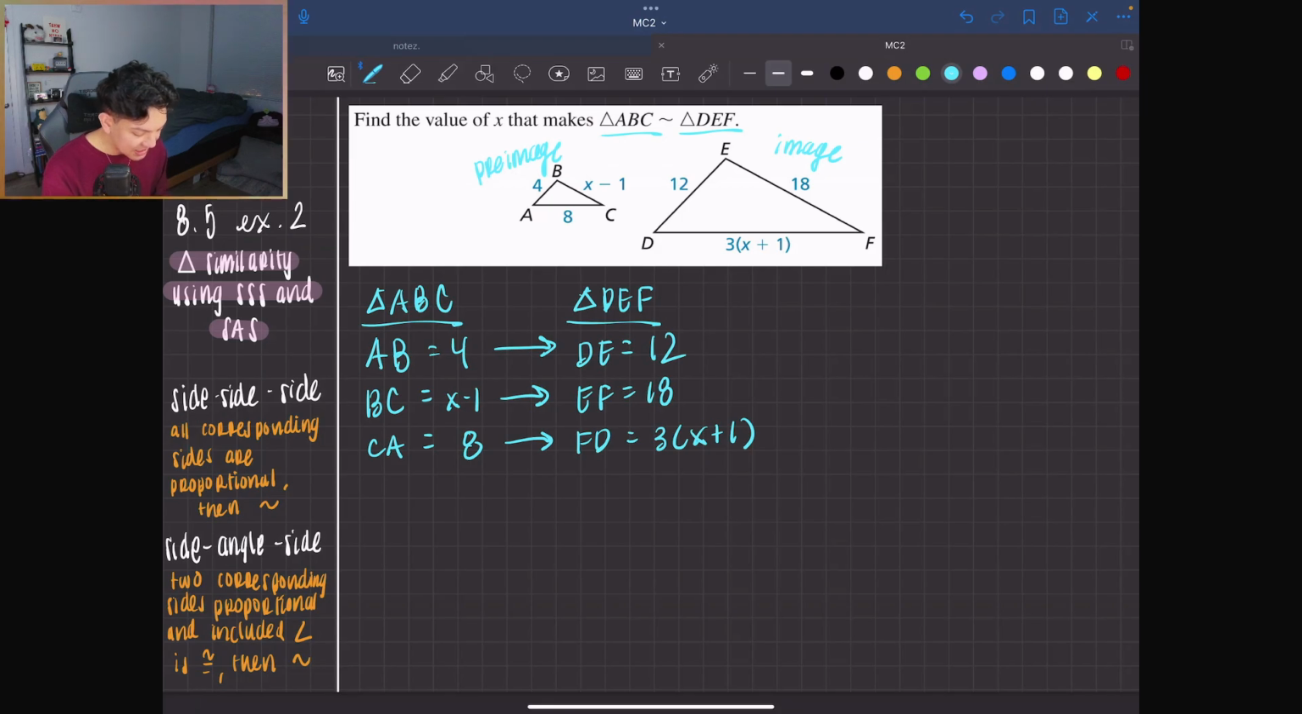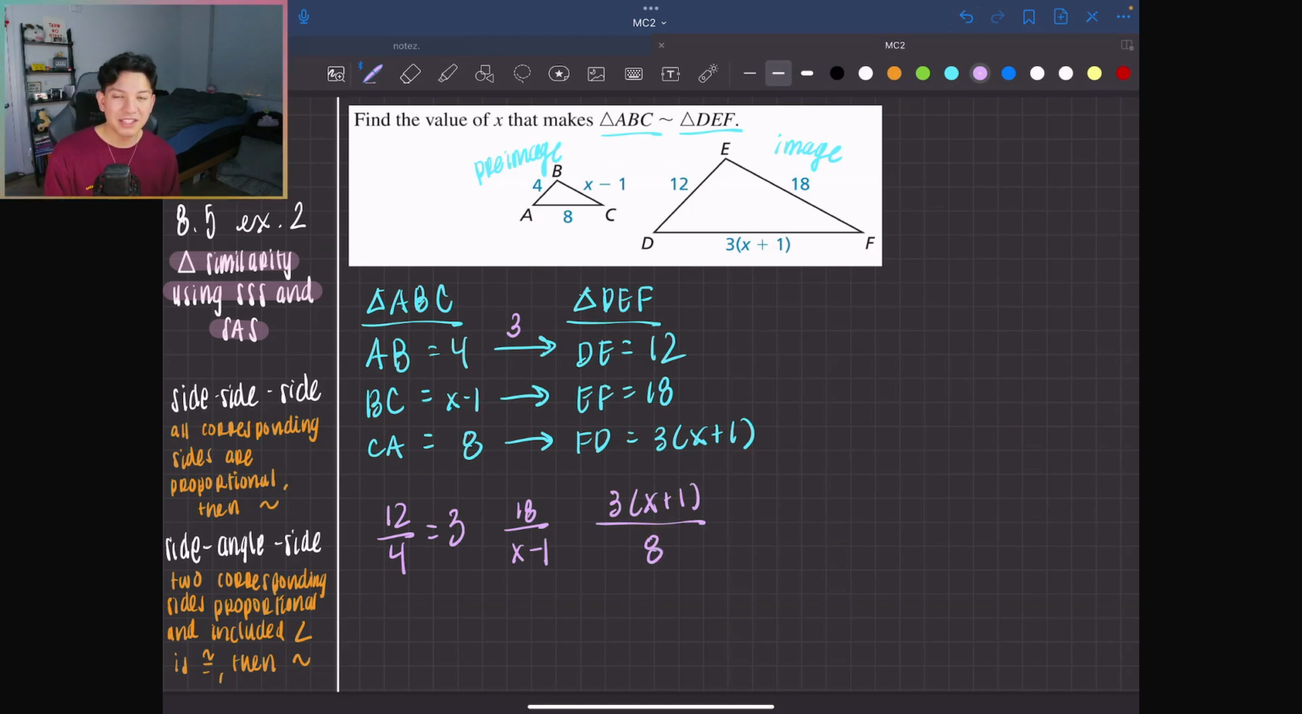To get from AB to DE, I'm going to set up a proportion as 12 over 4. And 12 divided by 4 is just 3. So right now we have a scale factor of 3. Now this is where it gets a little bit tricky. We have our next proportion, 18 over x minus 1. We don't know what the value of x is going to be, so I'm just going to leave it like that. And here's another proportion that we don't know yet. We have FD over CA, but if we substitute those values, it will be 3 times x plus 1 over 8, okay?